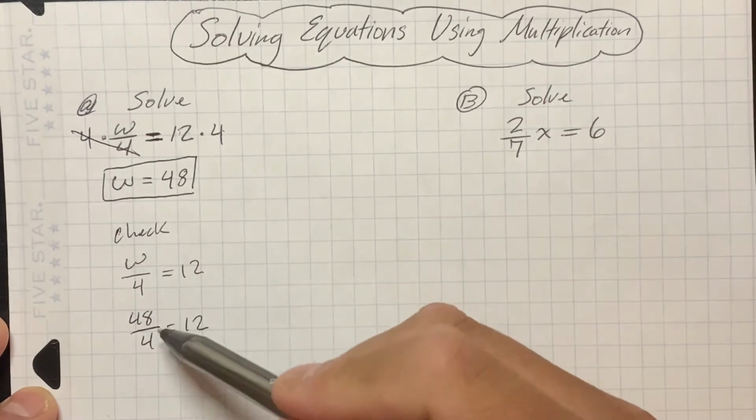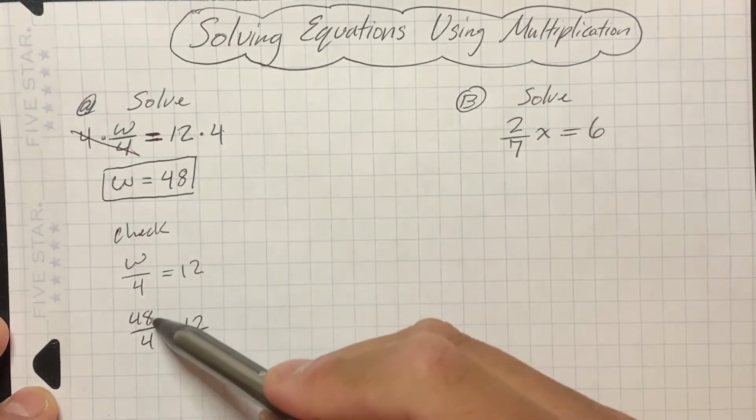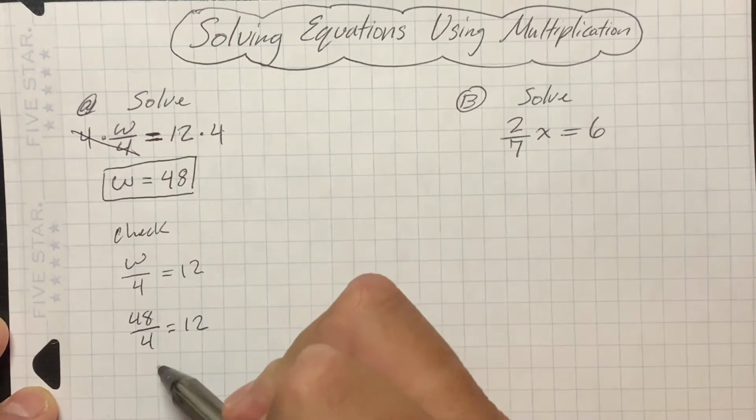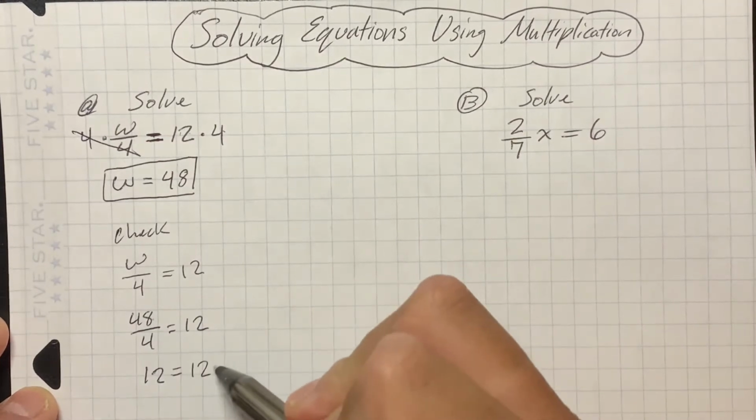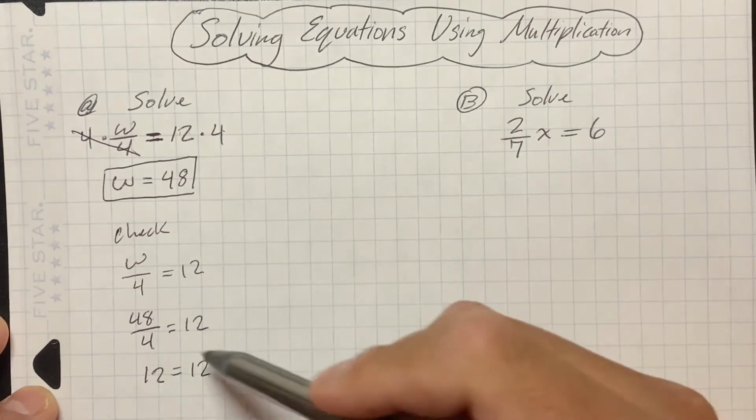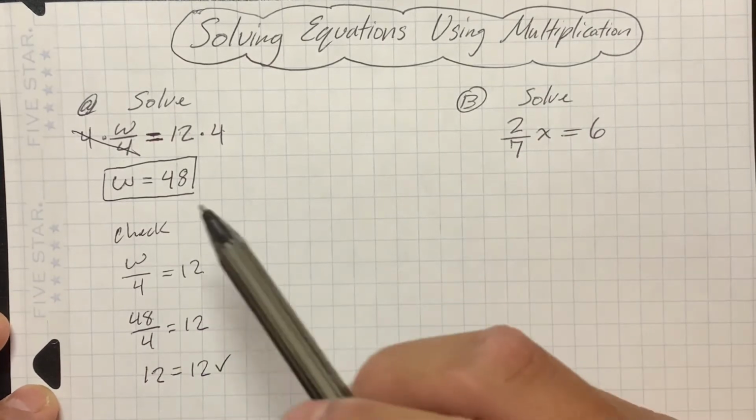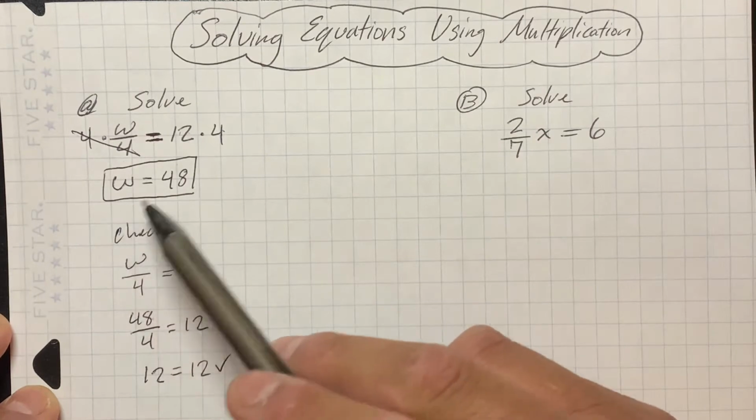we see that 4 can go into 8 twice, 4 can go into 4 once, and 12 is equivalent to 12, so that checks. So that is true, and our conjecture is right that W equals 48.